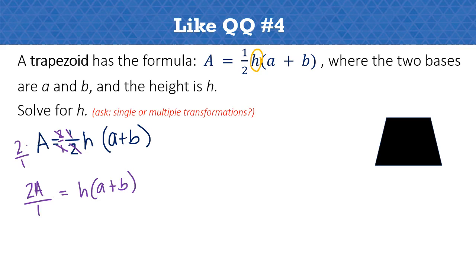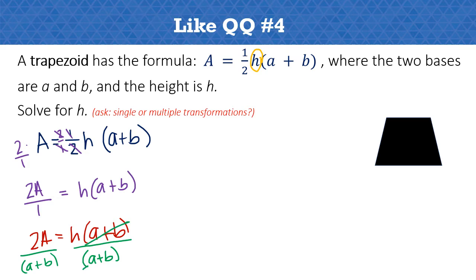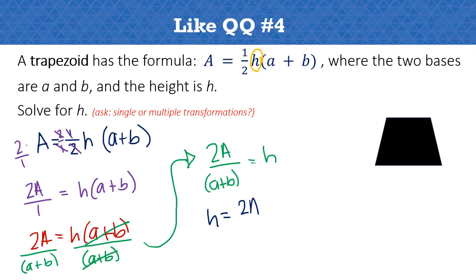Now we don't need to write that over 1, so we can just keep it as 2A is equal to h times a plus b. Now from here we have h times a plus b, so we need to get rid of that multiplication once again, and so we'll divide both sides by that group of a plus b. So that leaves us with 2A over a plus b is equal to h. Or if we just write the h on the left-hand side, h is equal to 2A over a plus b.